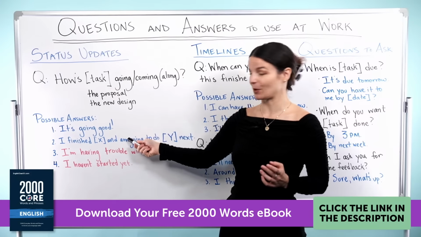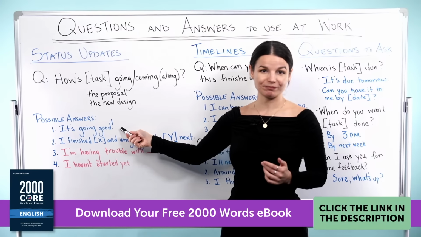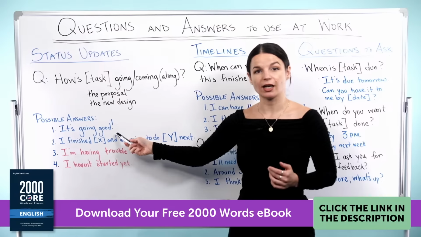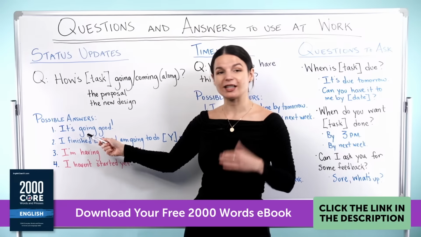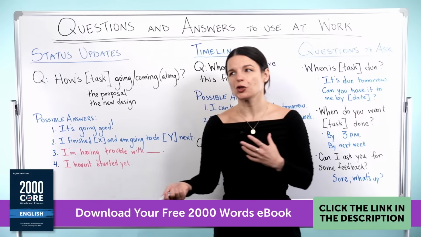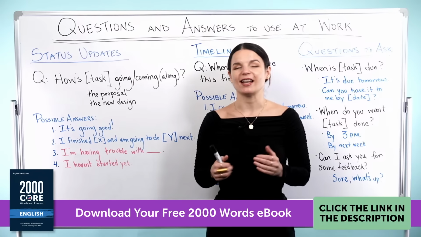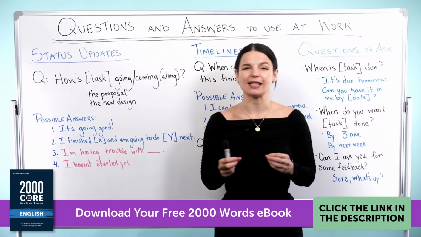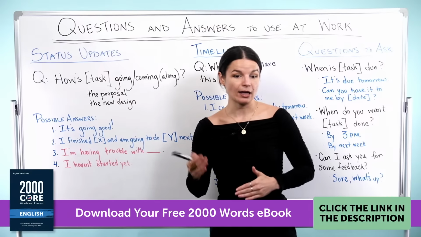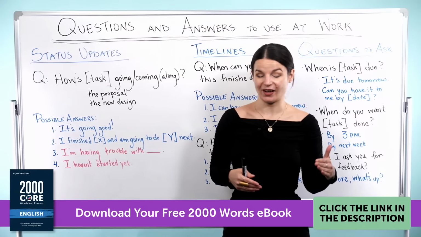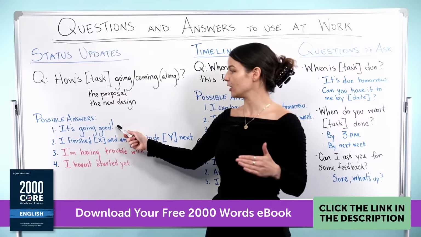Possible answer number 1. It's going good. Notice here I've used going, not coming, yeah? Going is used in the answer to this. We don't usually in American English say it's coming good. We usually say it's going good. It's going good or it's going okay. It's going great is also excellent, okay? So it's going good. That's the best answer.